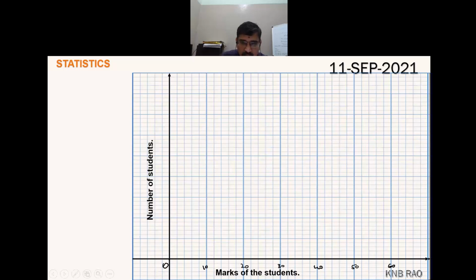Yes, sir. Now, number of students is taken on y-axis, which means frequency will come on y-axis. So on x-axis 1 unit becomes 10 marks. On y-axis 1 unit becomes 5 students.